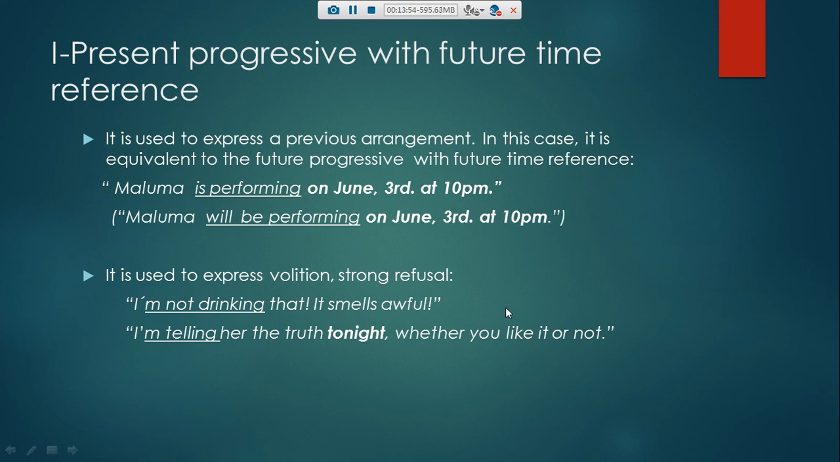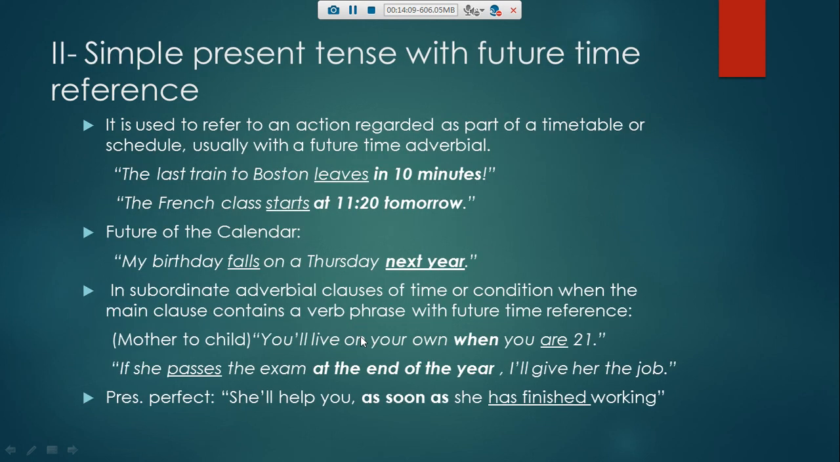Also, it is used to express volition or strong refusal. I'm not drinking that. It smells awful. Or I'm telling her the truth tonight, whether you like it or not. So, tonight, the adverbial denotes future time reference.